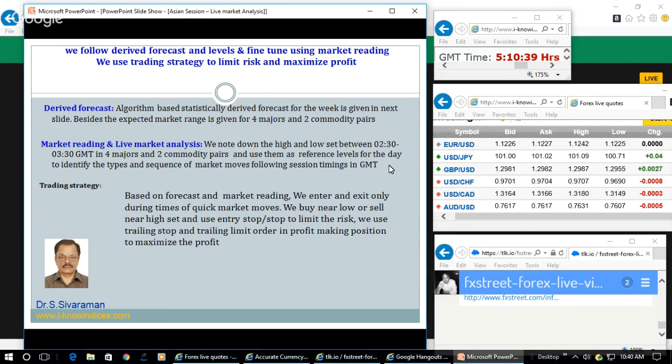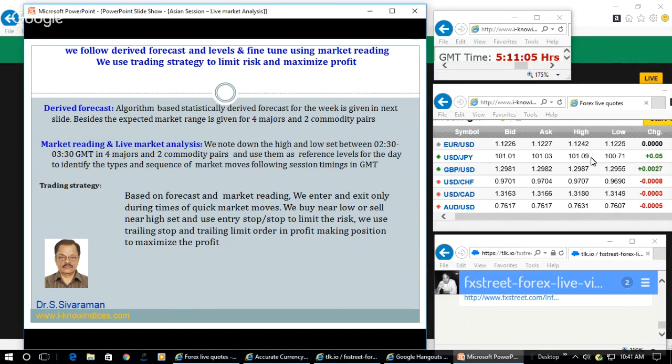And we need to understand what sort of moves they are going to make in the market. And based on that, only if you commit a position in a specific currency pair, then we will be able to easily earn money from the market. So the market reading, we do it for each session, mainly to identify the currency in which we can commit positions so that we'll be able to earn quickly.